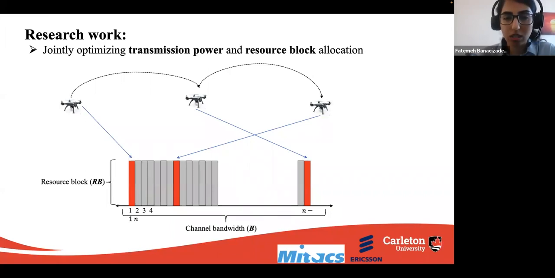And this process continues until the end of the flight time of the UAV, and this process has to be done dynamically. For this, as I said, I combined two algorithms: machine learning, multi-armed bandit, and also non-orthogonal multiple access. Non-orthogonal multiple access allocates the power to each location of the UAVs, and the multi-armed bandit trains the agent, which here is the base station, to find the best transmission power for the UAV based on its location.